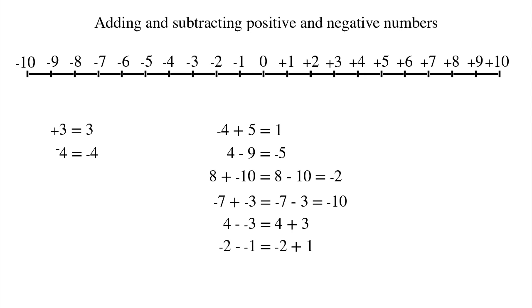Well, 4 add 3 is dead easy, that's 7. In the second example, we start at -2 on our number line and move forward 1 place to the right to add 1, which gives us our answer, -1.